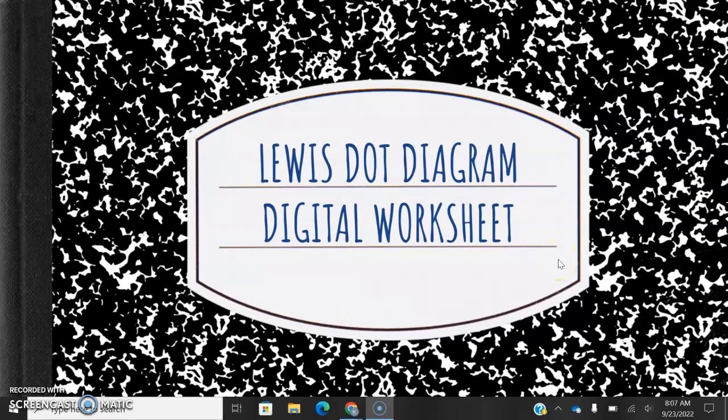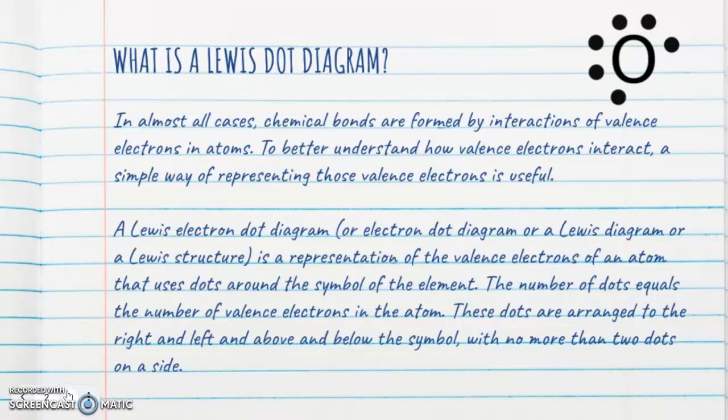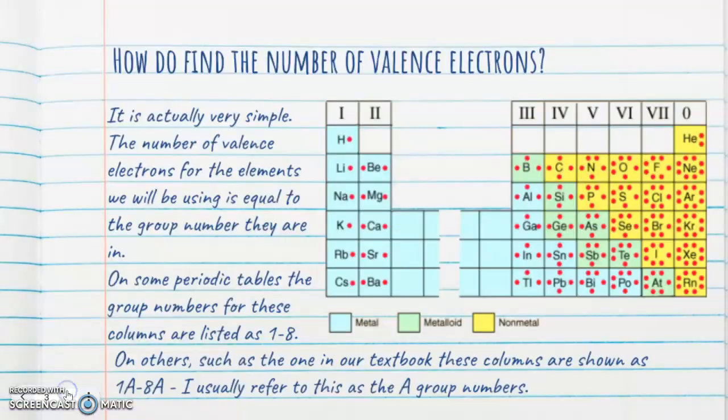Hey guys, I just wanted to do a quick example for your assignment for the day in case you needed a little bit more help from our lesson video. So this is your assignment. It does give some background information on Lewis dot diagrams. It basically tells you exactly what we went over in our lesson slides about how to find the valence electrons and also to draw the diagram.